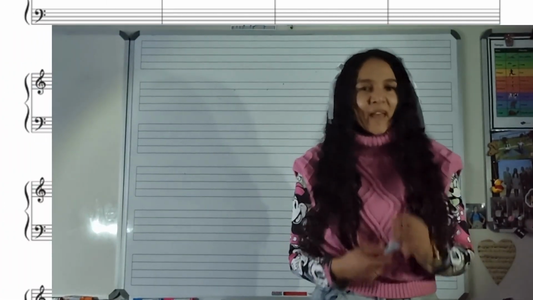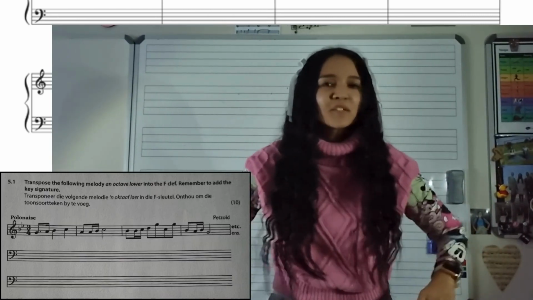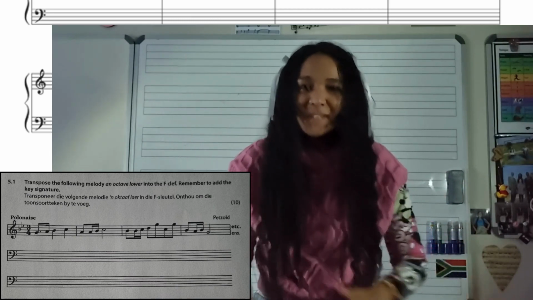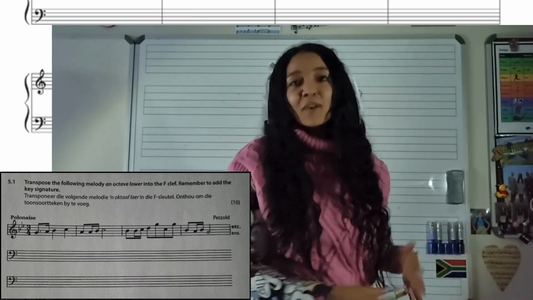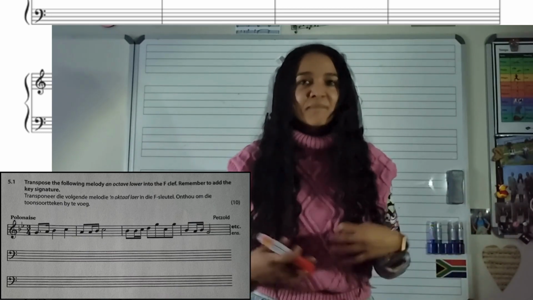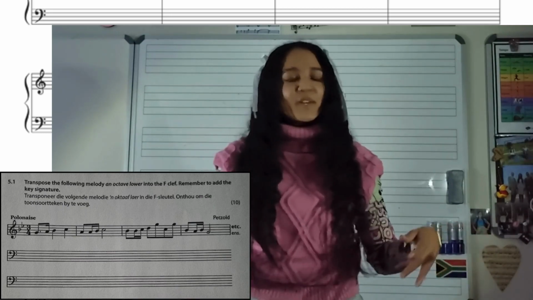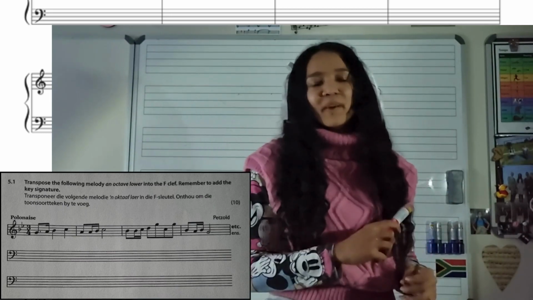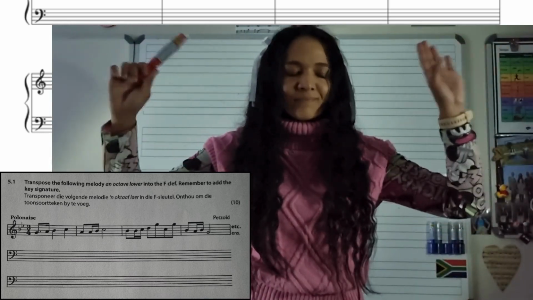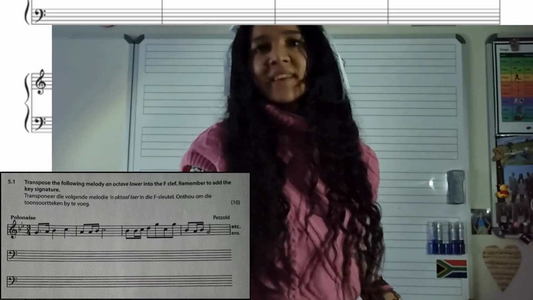Question 5, we have to transcribe, which asks of us to be very systematic once more. I think I've said systematic many times in this video because that's what music and music theory in particular calls us to be. We need to pay attention to every minute detail because this is music. So question 5.1, transpose the following melody an octave lower, pay attention to that, into the F clef, which is also the bass clef, pay attention to that. And then remember to add the key signature.